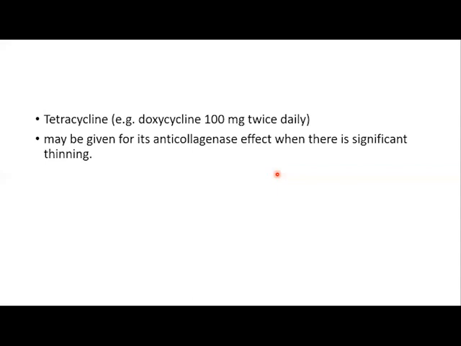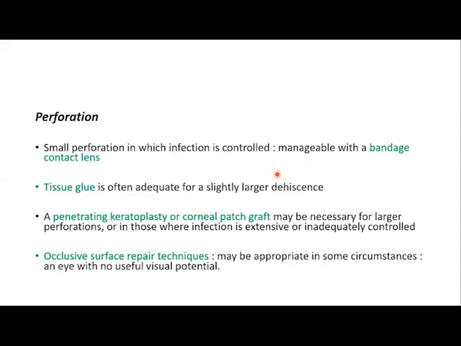Doxycycline 100 milligram twice daily can be given for its anticollagenase effect when there is significant thinning. Next is about perforation. Small perforation in which infection is controlled can be managed with a bandage contact lens. Tissue glue is often adequate for a slightly larger defect. A penetrating keratoplasty or corneal patch graft may be necessary for larger perforations or where infection is extensive or inadequately controlled.